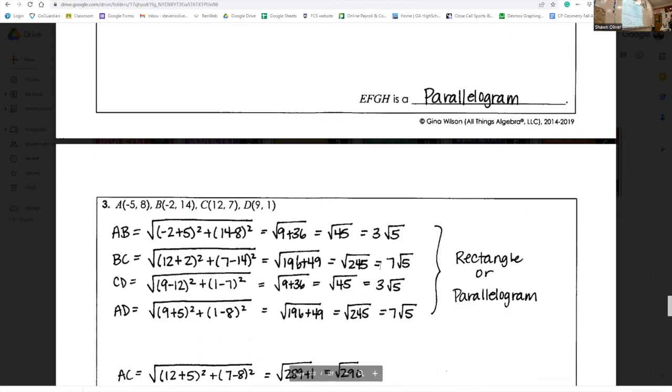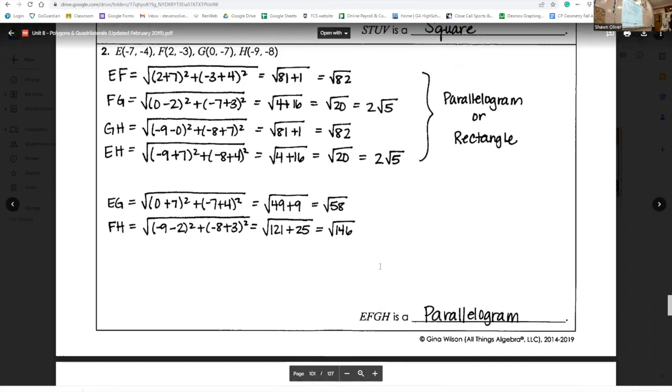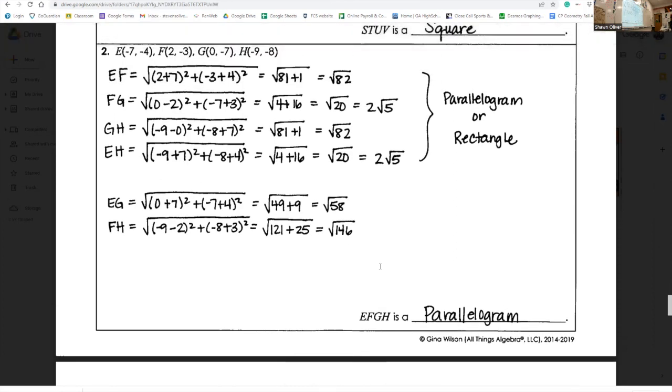And then number 3. So even if we look at this, you guys know it's a parallelogram or rectangle because there are 2 pairs of congruent sides. They're not all the same. What makes it a parallelogram is the fact that the diagonals are different lengths.